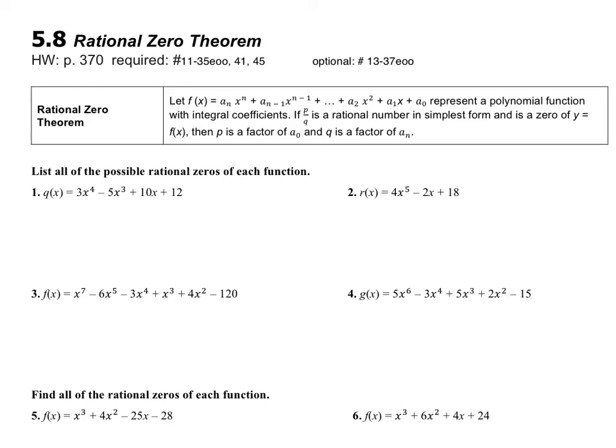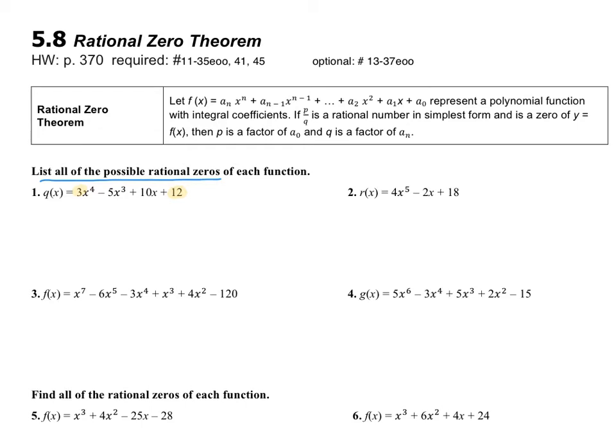Lesson 5.8 is about the rational zero theorem. So when they want you to list all of the possible rational zeros, all you have to do is take the factors of the constant and divide by the factors of the leading coefficient. So I'm going to make two lists.